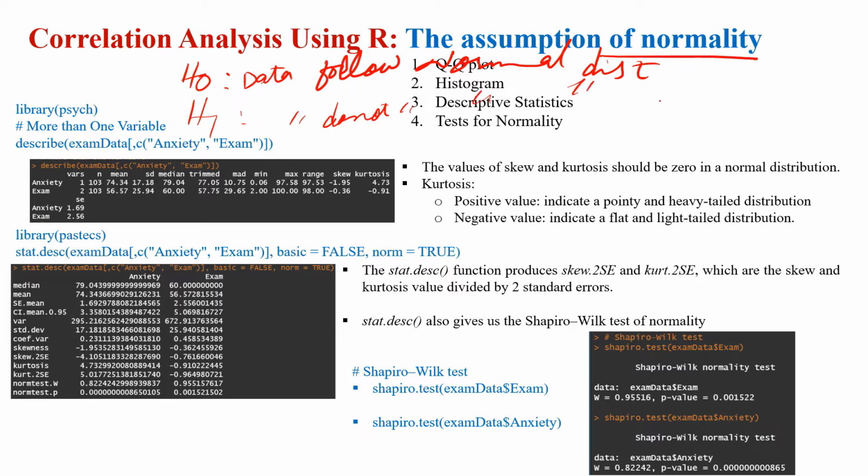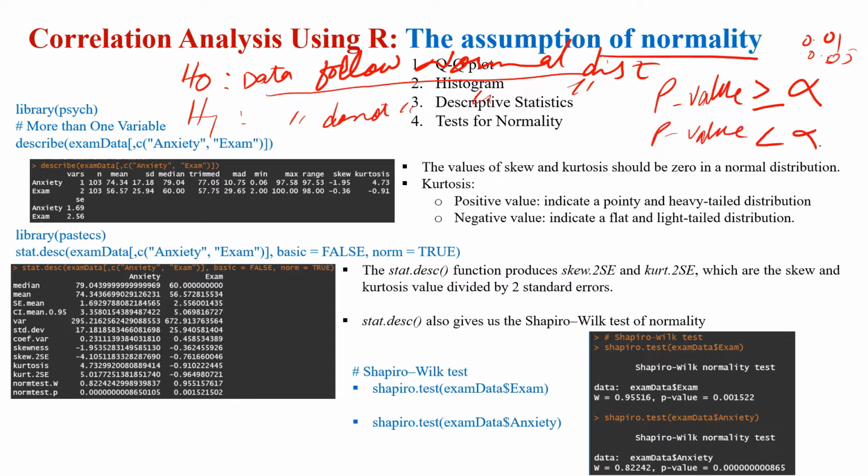So the rule is, whether you are going to apply Shapiro-Wilk or any other normality test such as the Anderson-Darling test, if the p-value is greater than your pre-decided alpha, such as 0.01, which means 1%, or 5%, we will accept H naught. Accept H naught means that data do follow the normal distribution. If the p-value is less than alpha, then we will say data do not follow the normal distribution.